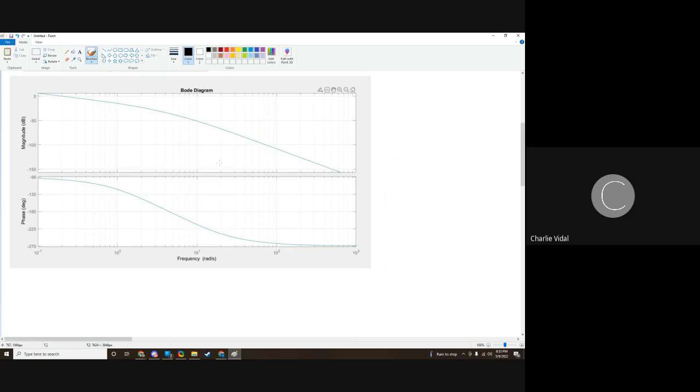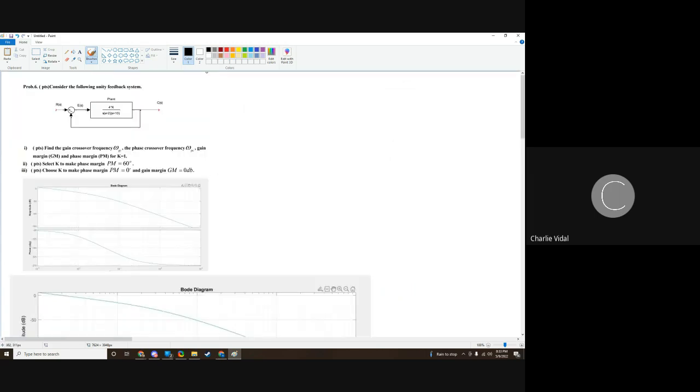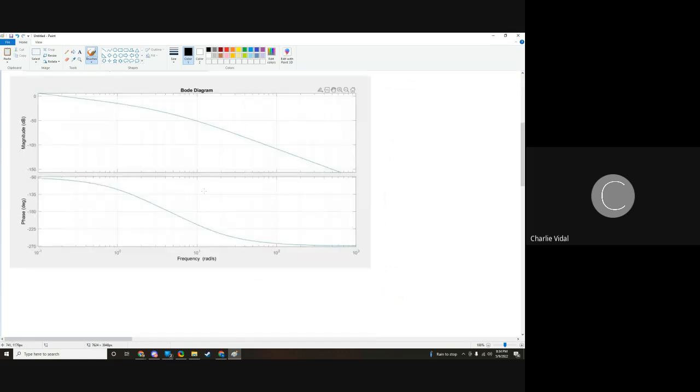So let's start with finding the gain margin. And when you find the gain margin, you're also going to be finding omega PC. Yes, you're finding omega PC at the same time, so they come in pairs.